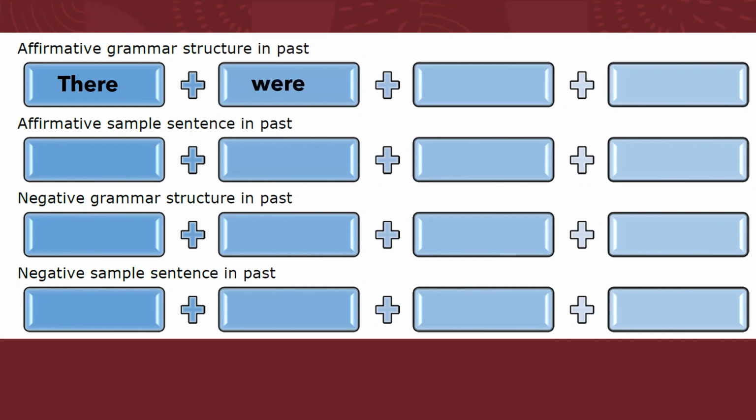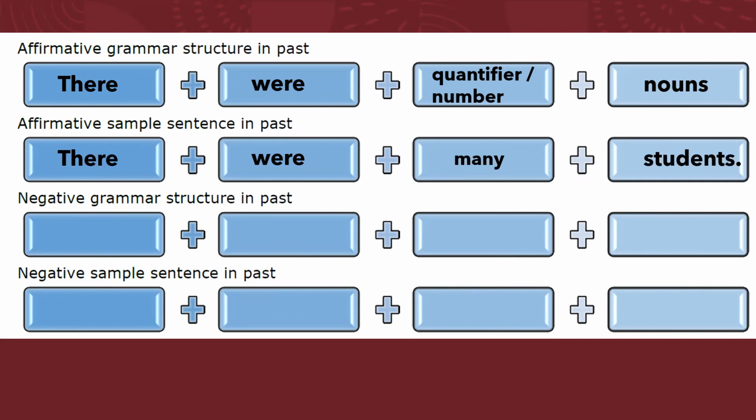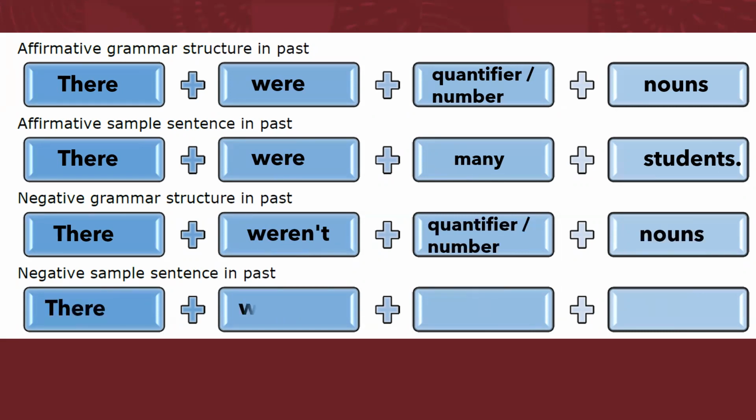There were, plus a quantifier or a number, and the noun. There were many students. For the negative grammar structure in past, there plus weren't, plus quantifier or the number, plus the nouns. There weren't a few students.